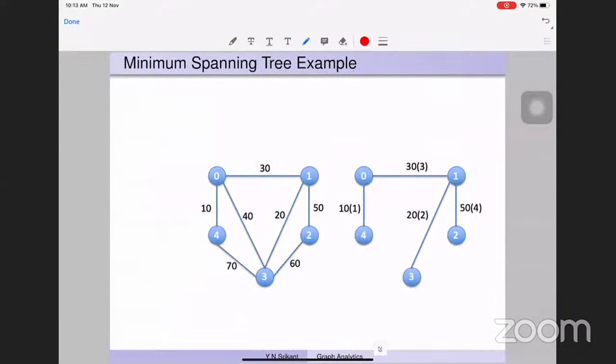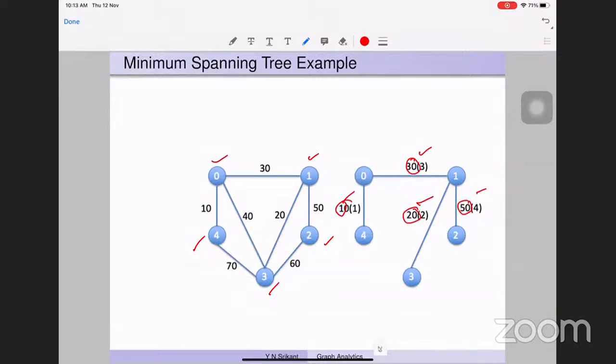So minimum spanning tree, if you are given a graph like this, what are the edges which are required to keep the graph connected? So I have already shown them here. This is a tree, and these edges are sufficient to keep the graph connected. That is why it is called a spanning tree. And the minimum actually relates to the weight of these edges. So the sum of all these weights must be the minimum.